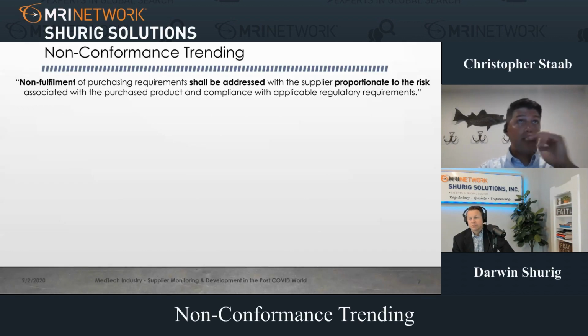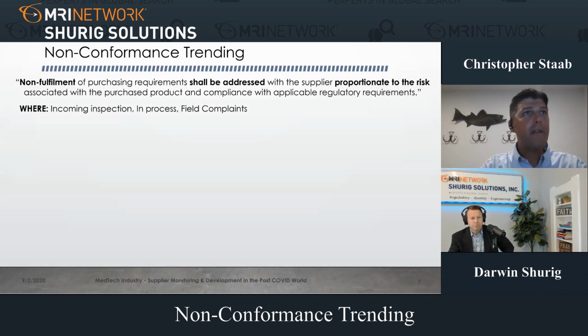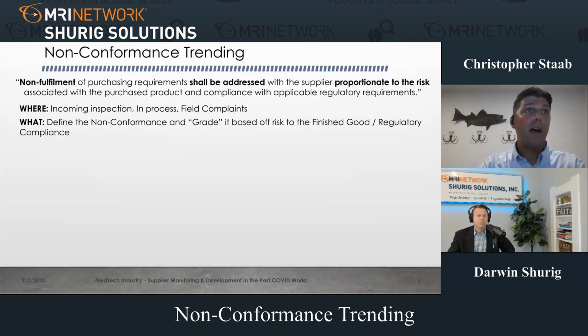So from here, we'll move into non-conformance trending. Back to quoting the regulation, the non-fulfillment of purchasing requirements shall be addressed with the supplier proportionate to the risk. So again, a risk-based decision on those non-conformances, how do we manage those? Where are you getting your non-conformances from? They're coming from incoming inspection, in process, potentially field complaints. So your post-market team should also be feeding back to your supplier quality team if there are any challenges there.